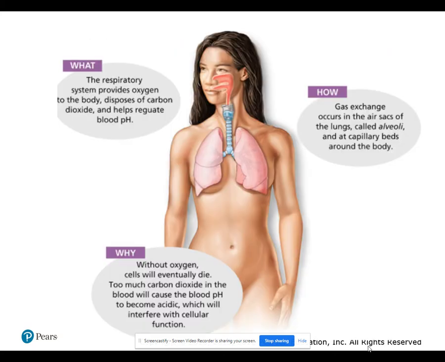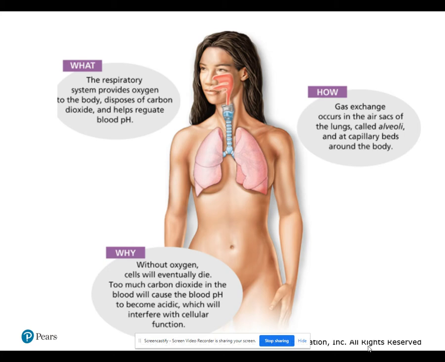Okay, so what is the respiratory system? Well, it provides oxygen to the body and it gets rid of the carbon dioxide that we make from cellular respiration, and it helps regulate the blood's pH or its acid-base level. We don't want it too acidic or too basic. How? Well, gas exchange occurs in little tiny air sacs of the lungs known as alveoli, and they use capillary beds to help switch the oxygen to the bloodstream to be transported around the body.